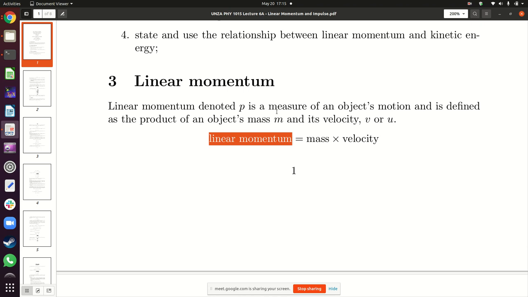Any questions? On what linear momentum is?